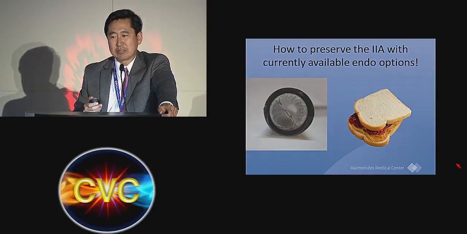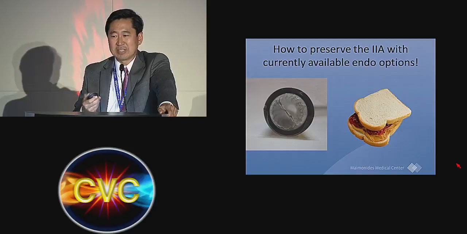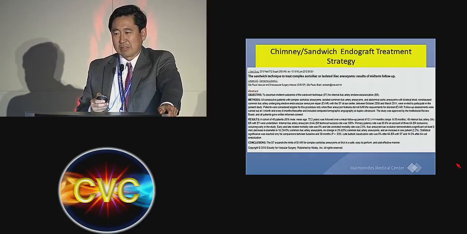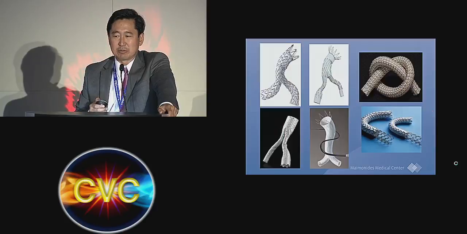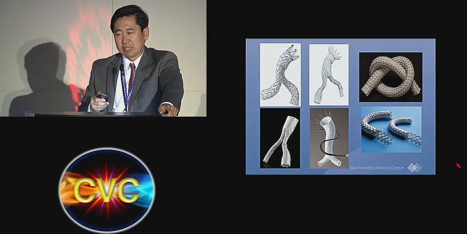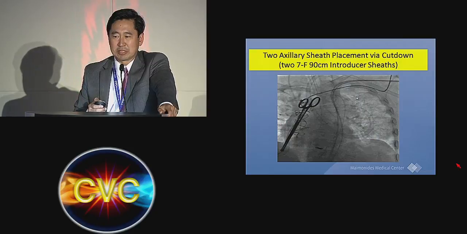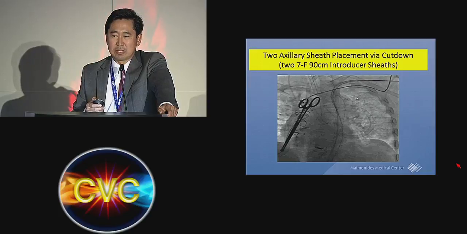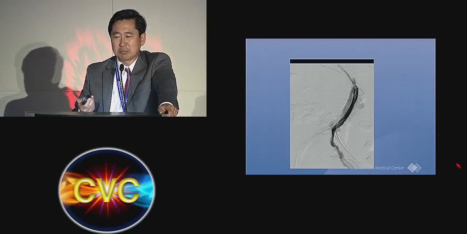And since we don't have any branch graft, the first way to preserve these is really doing the sandwich technique, which was popularized by Dr. Lobato from South America. And he advocated that you can actually put in two devices into one in a sandwich. And you can do this with all types of devices, all the currently available devices, with any kind of branch device. But really what we've been using is Viabahn from above, coming from an axillary cutdown with double sheaths so that you can insert the two.